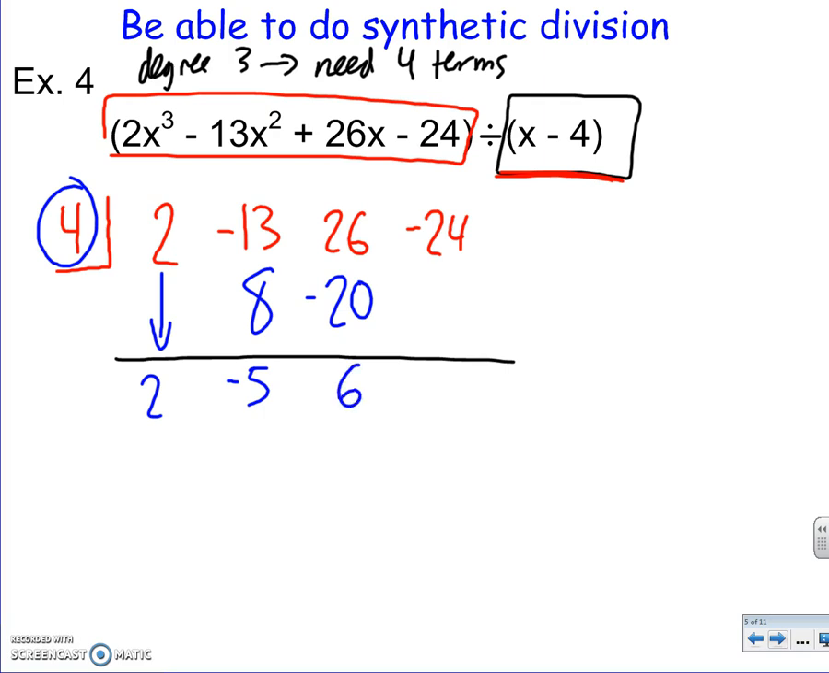Then number on the bottom I multiply with the number in the box. So 4 times 6 is +24. Add straight down. That's 0. Now this is my remainder. There's no remainder here, so that's nice.